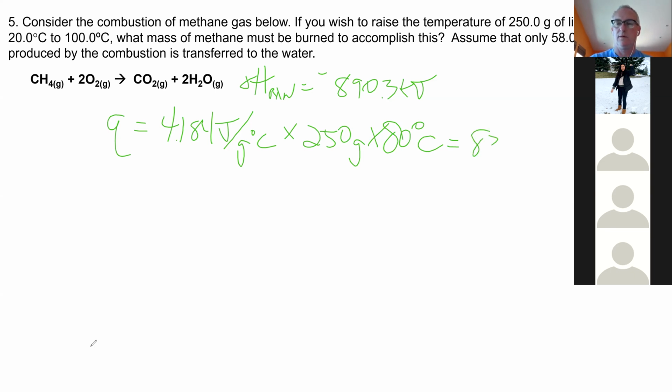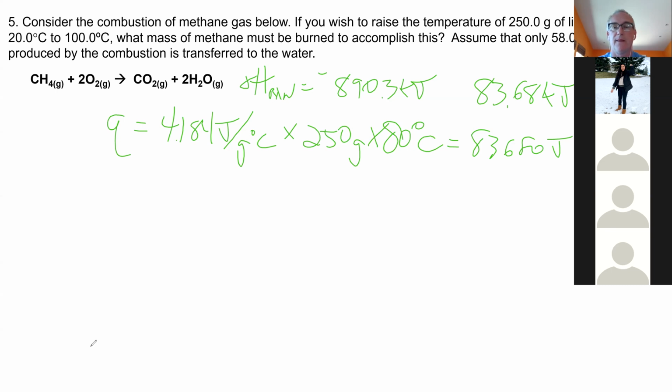83680 joules. Okay. How many kilojoules is that? 83.68 kilojoules. Yep. So we need 83.68 kilojoules of heat from a reaction.